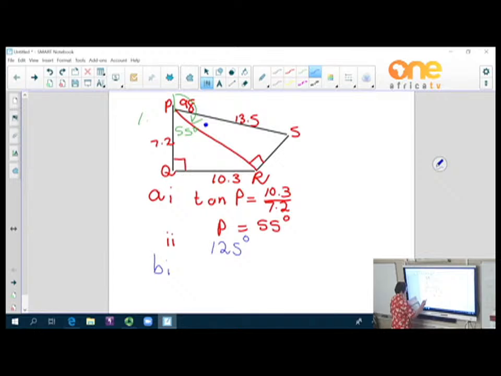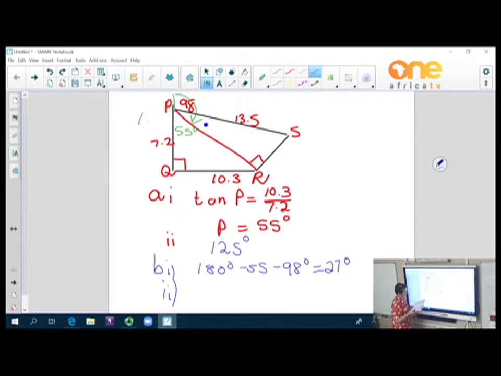Number B. Explain, so the bearing of S from R is 98 degrees. There you have it. And SP is 13.5. Explain why angle RPS is 27 degrees. So this is now 180 degrees minus the 55 minus the 98 degrees, and that is how we get the 27. This is good enough for an explanation. You don't need to write more words or whatever. That is good enough here.